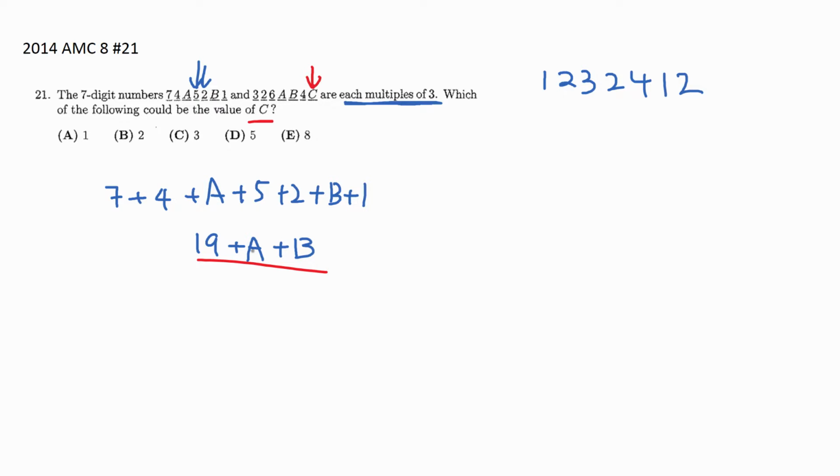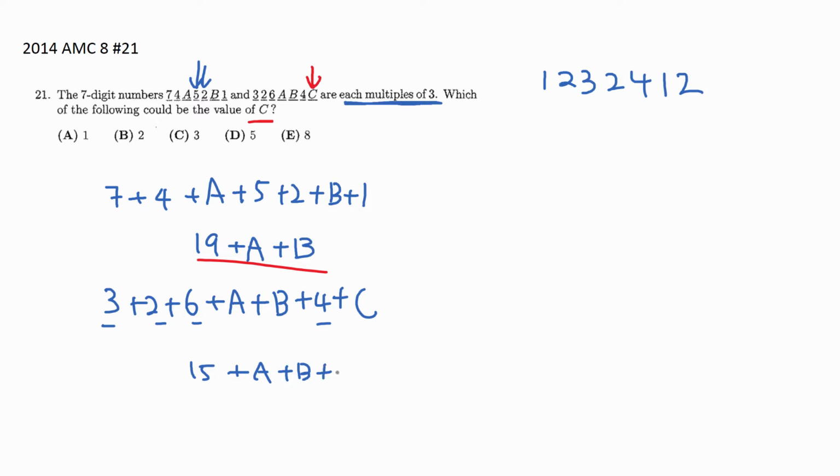Let's go to the next one. 3 plus 2 plus 6 plus A plus B plus 4 plus C. These are the like terms. Okay, so 5, 11, 15.